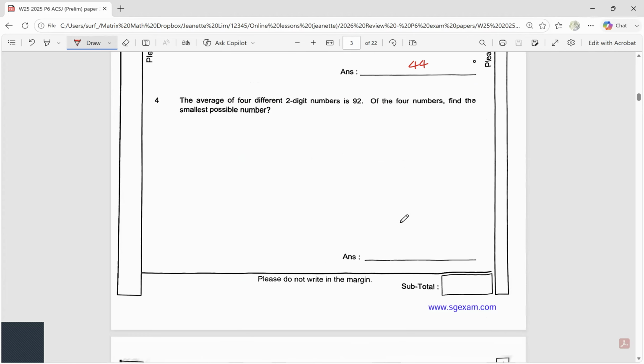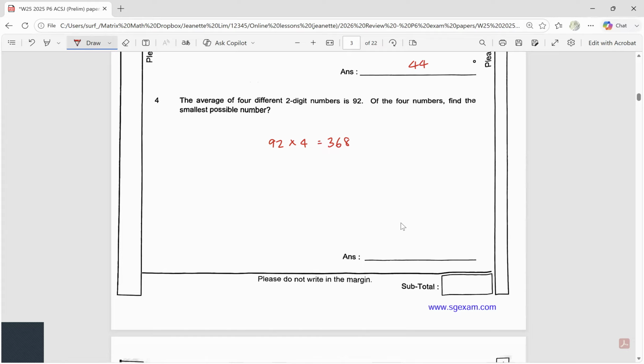Question 4, the average of four different two-digit numbers is 92. Of the four numbers, find the smallest possible number. So firstly, the average of four numbers is 92. We can find the total by taking the average times 4.